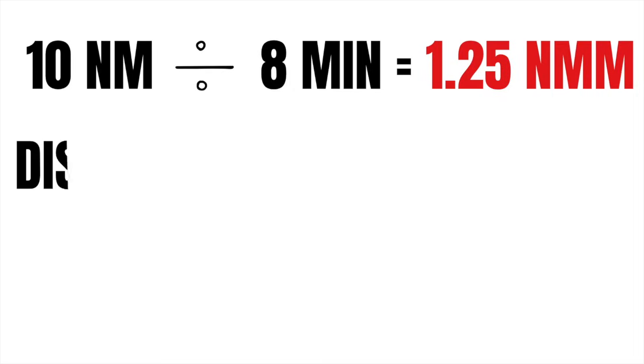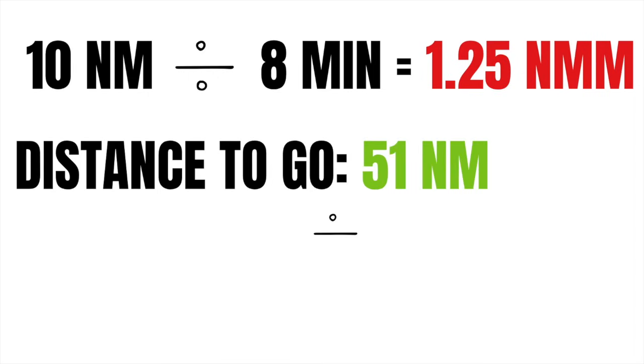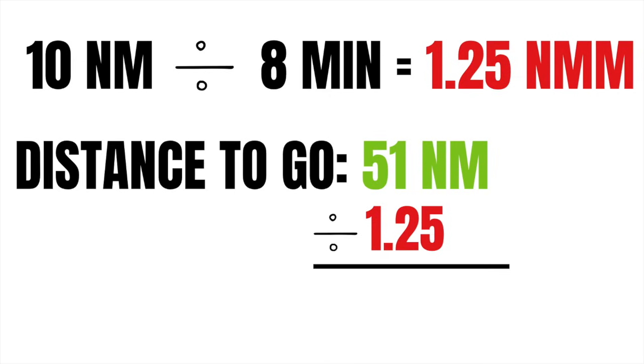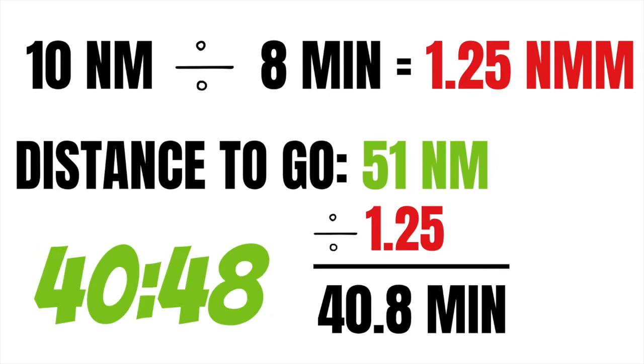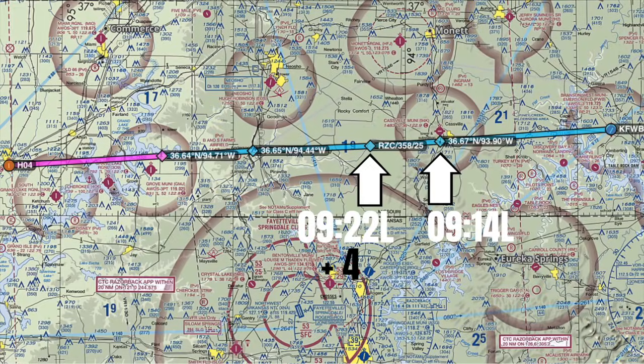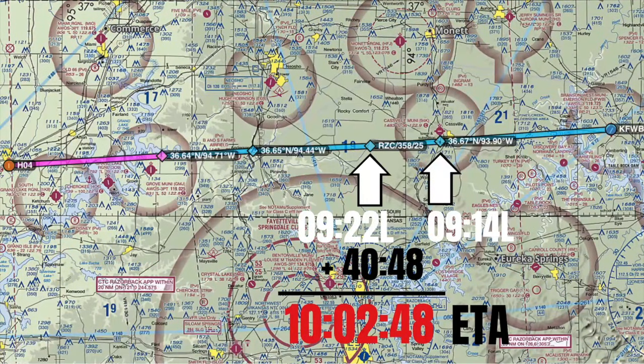Now we simply divide our distance remaining of 51 miles by 1.25 nautical miles a minute to see that we'll arrive in 40.8 minutes. So that's 40 minutes and 48 seconds. Let's add that to 9:22 and you can see that we'll arrive at 10:02 and 48 seconds.